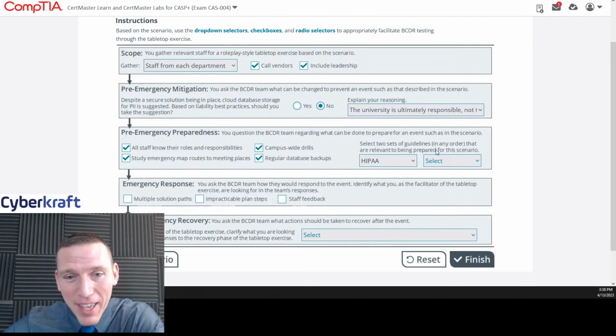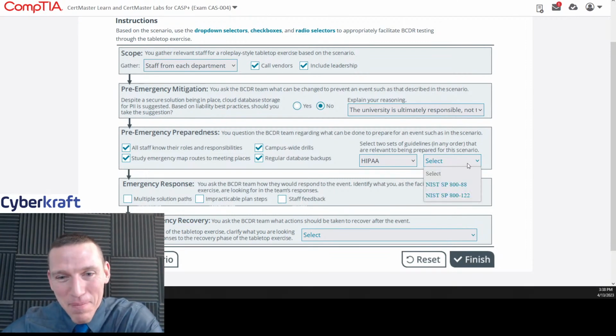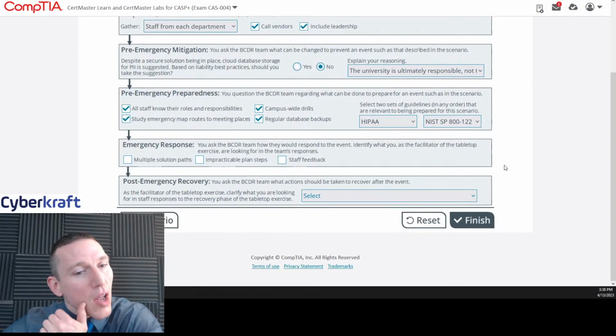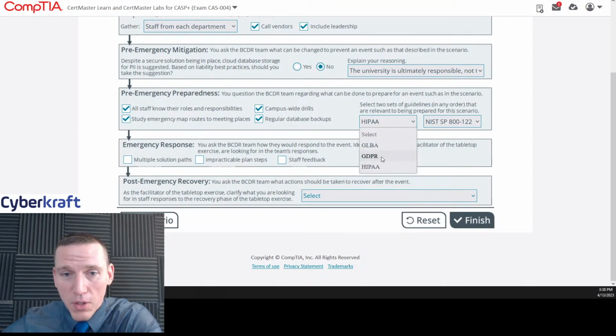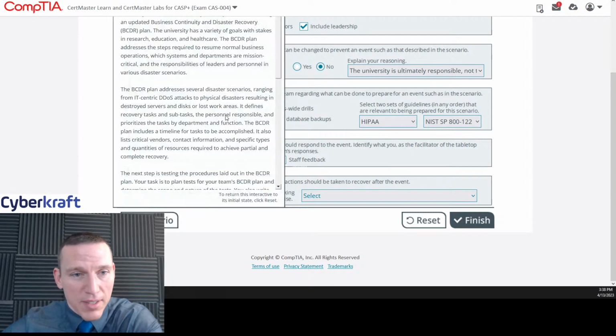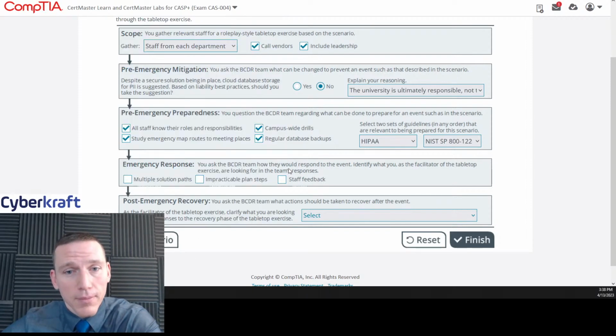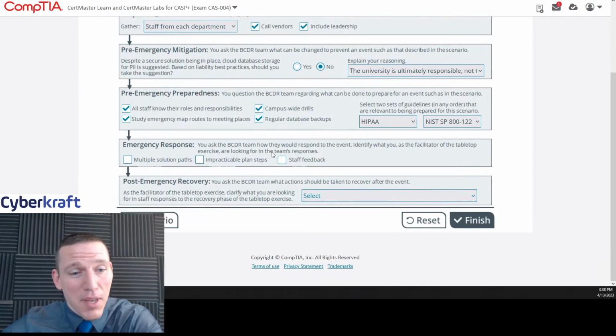All right. So all right. Well, NIST SP 800-88 is media sanitization. And then 800-122, that's pretty simple. That's disaster recovery, business continuity. All right. So that's good. So it's going to be HIPAA. I mean, it could be GDPR too, but I think it's HIPAA specifically because it says here that we affected the medical data in the nearby health services. So we definitely want to have HIPAA. This one's silly. Okay. Unless I'm missing something.